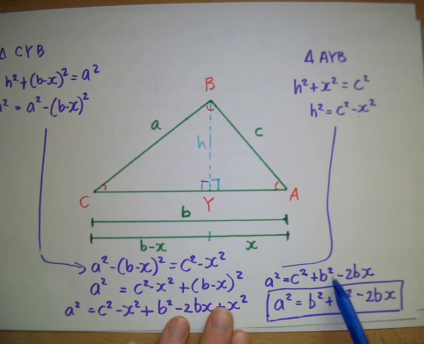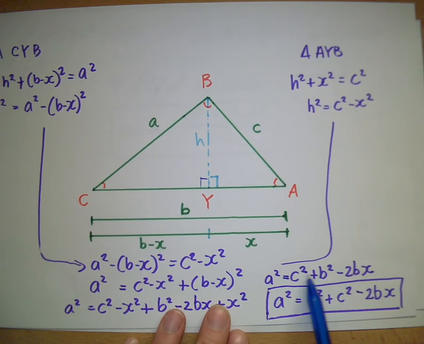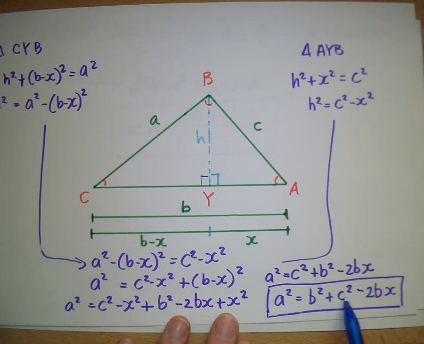Then I actually like to have b in front of c, just because the alphabet also does. So I'm going to switch the order of these two, which is fine, right? I'm just adding terms. So a squared equals b squared plus c squared minus 2bx.